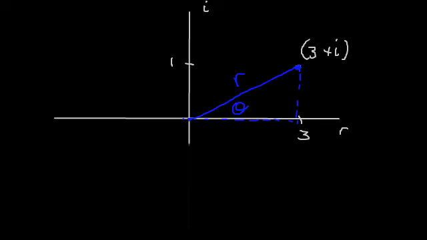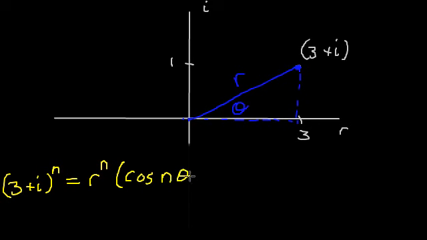Okay, so good old de Moivre, in his brilliance, came up with the following. Here we go. If we have 3 plus i to any exponent n, that will equal r to that same exponent n times the cosine of n times that angle, plus i sine, again, of n times that angle.